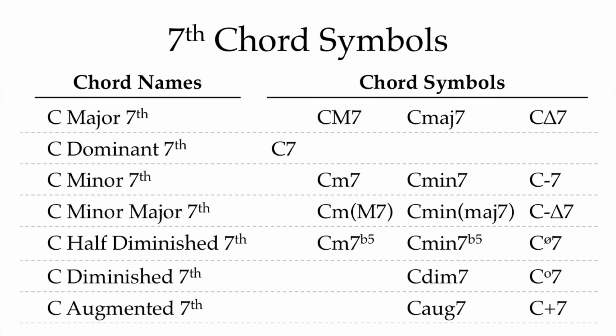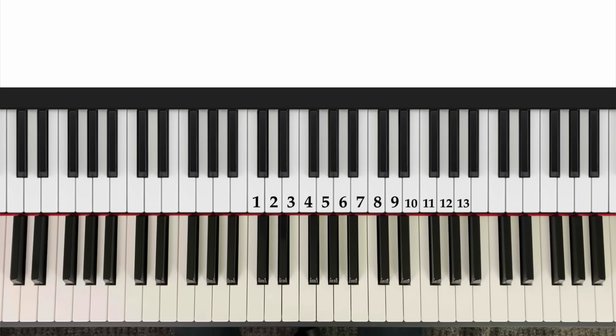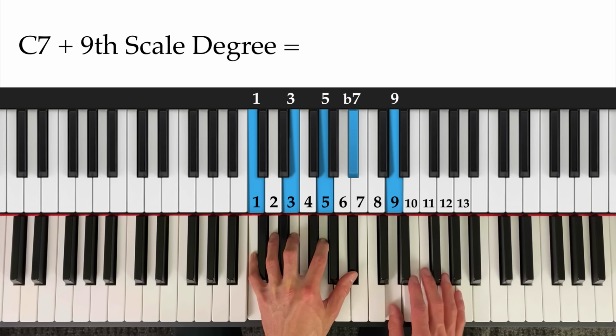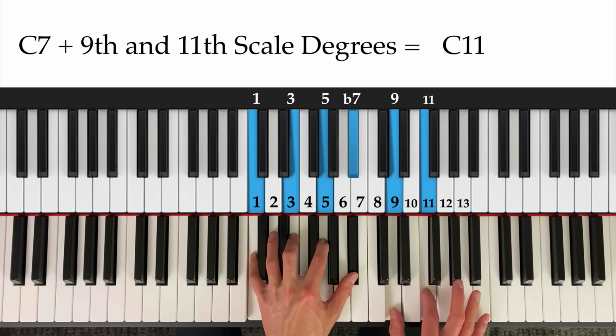So here we have our 7th chords and our 7th chord symbols from before. When we add 9 to all these chords, they become 9th chords, and all the 7s become 9s. Now let's look at our dominant 7th chord again. When we add the 9th scale degree, it becomes a C dominant 9th chord, so we would write C9. Now when we add the 9 and the 11, it becomes an 11th chord. So this is a C dominant 11th chord, and we write C11.